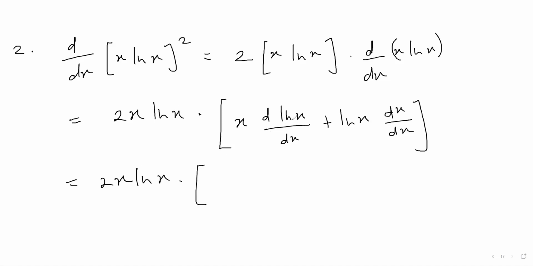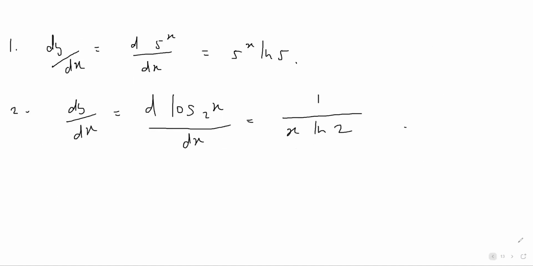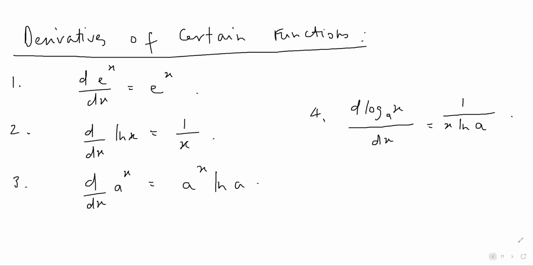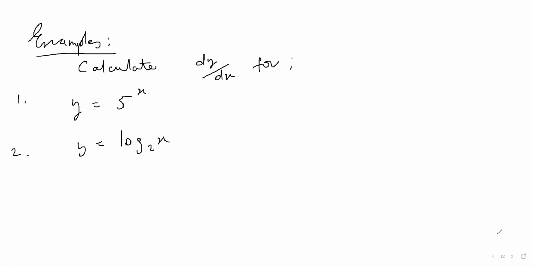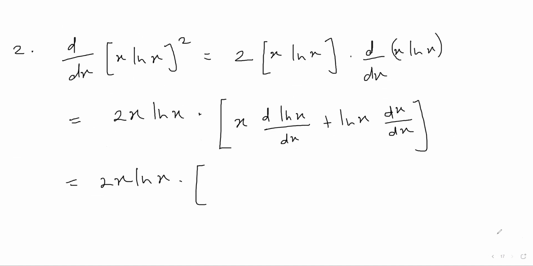Now the derivative of ln x is 1 over x. We know that because we discussed it when we were discussing the derivative of certain functions. We saw that the derivative of ln x is 1 over x, so we can apply that here. Let's go back to where we are. So the derivative of ln x is 1 over x.